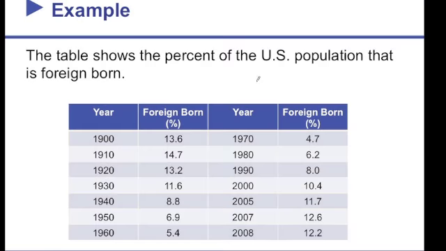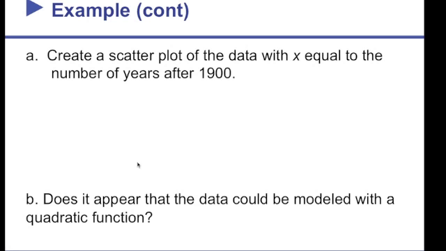This table shows the percent of U.S. population that is foreign born. Let's look at the next pages to see what we need to do. Create a scatter plot of the data with x equal to the number of years after 1900. Notice it's after 1900, so we'll have to get that right. It appears the data can be modeled with a quadratic function.